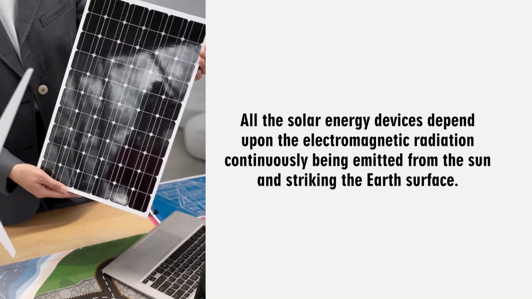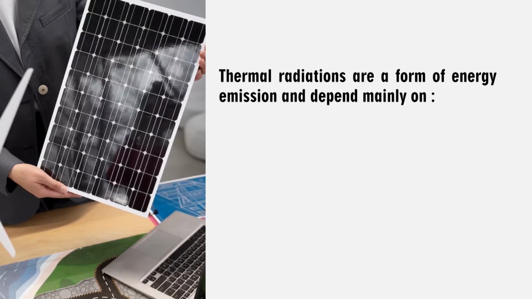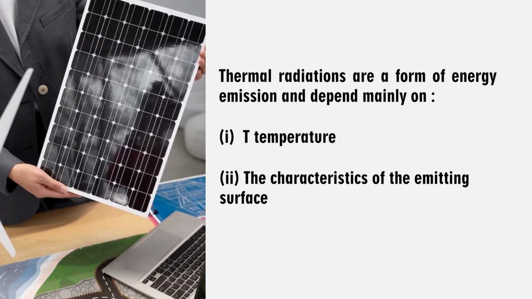As you know, all the solar energy devices depend upon the electromagnetic radiation continuously being emitted from the sun and striking the earth surface. These are called short wave radiation. When solar radiation strikes the earth surface, it gets absorbed and re-emitted as long wave thermal radiation. Thus, thermal radiation are a form of energy emissions and depend mainly on the temperature and the characteristics of the emitting surface. The various forms of the radiation differ only in wavelength.